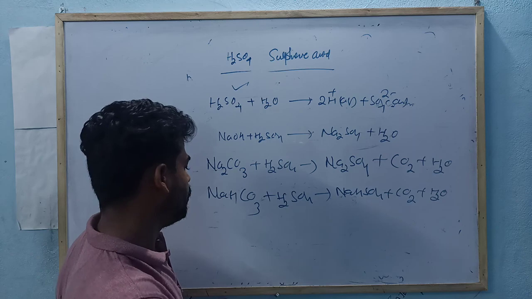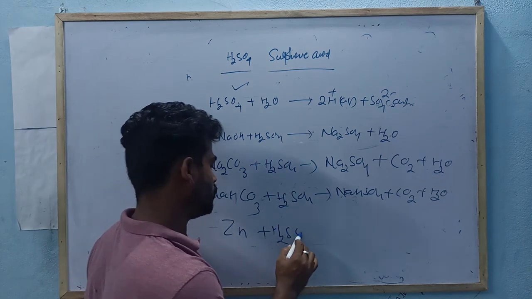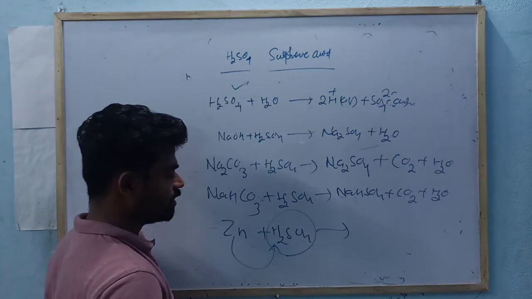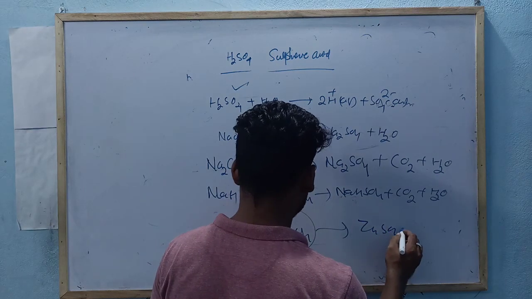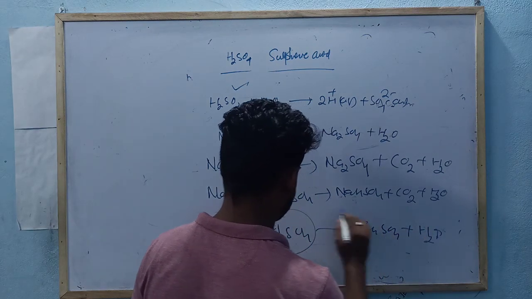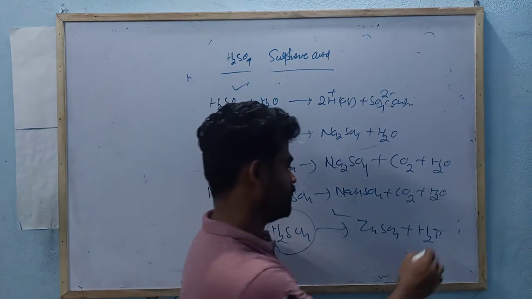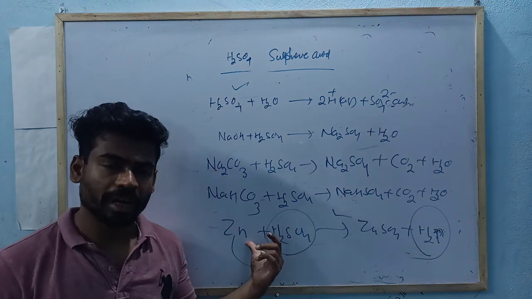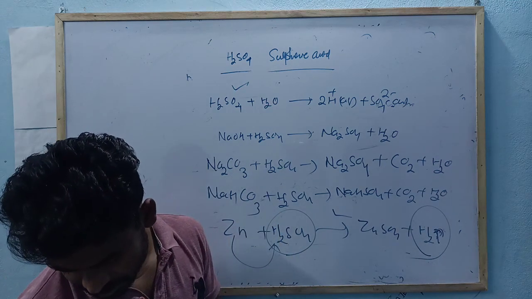If you treat H2SO4 with active metals like zinc, due to its acidic nature this metal will displace hydrogen from the acid. So you will get ZnSO4 plus H2. Zinc sulfate plus hydrogen is liberated. So it liberates hydrogen whenever treated with an active metal. This also explains its acidic nature.